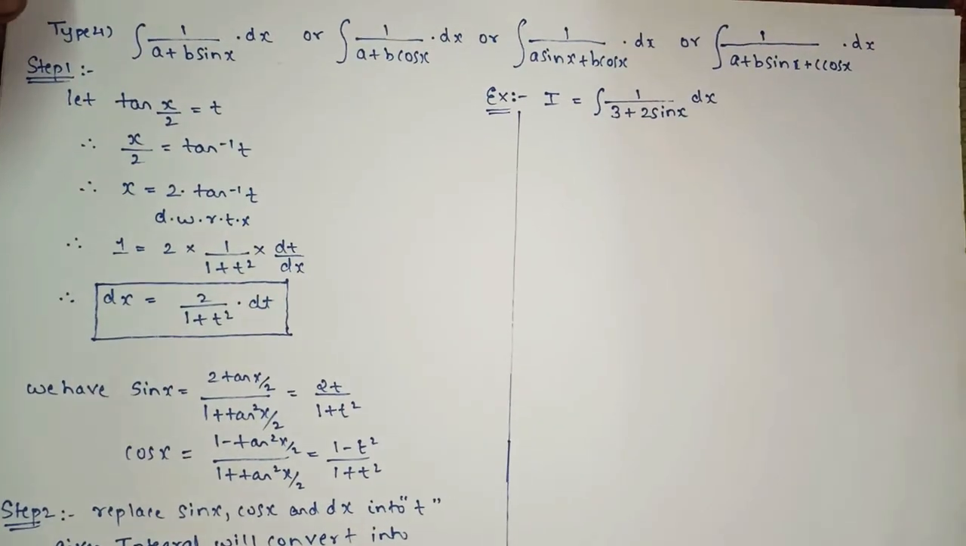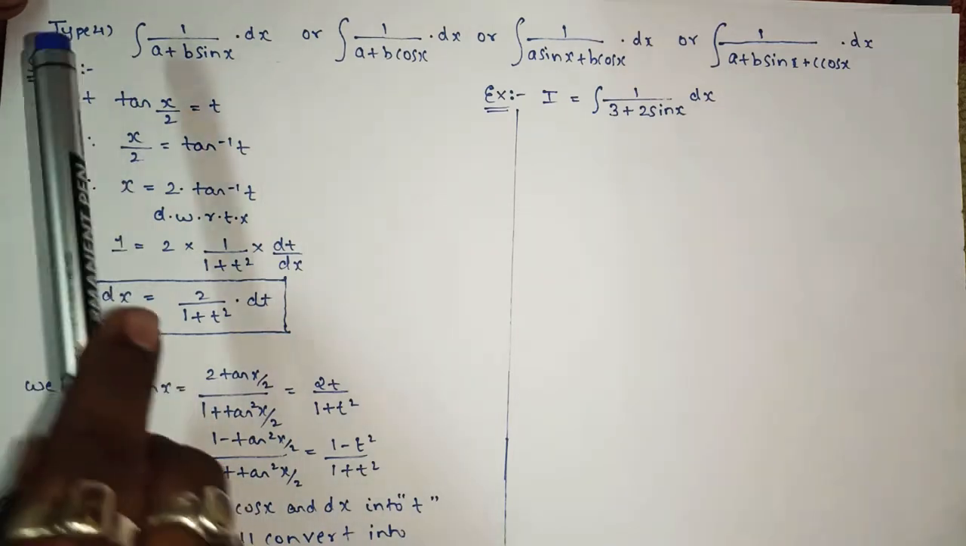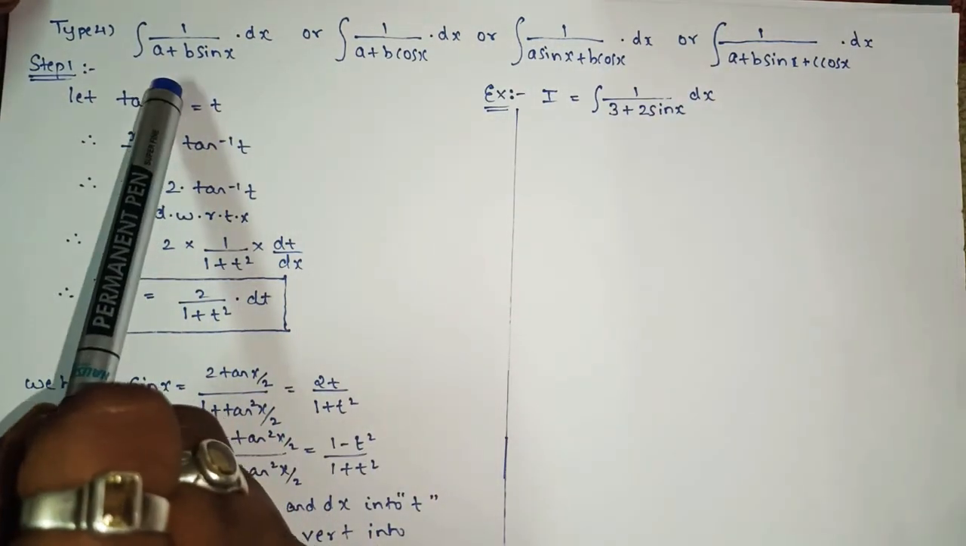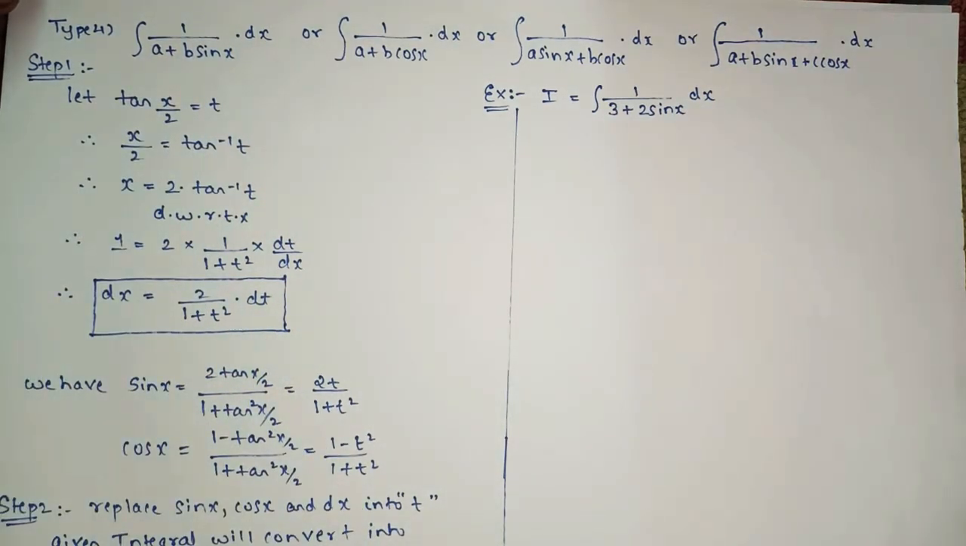Okay, so here we have some steps also which we have to follow. As type number 4, as I told, the given question will be in this form. Sometimes the given question will be in this form, 1 upon a plus b sin x. A and b will be replaced by numbers.